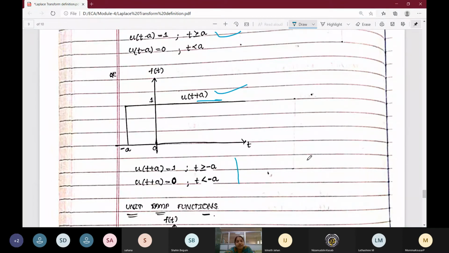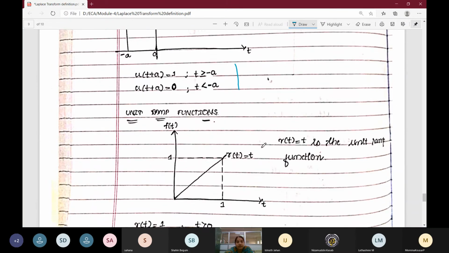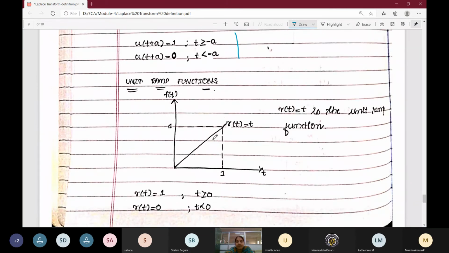So this is about the unit step function, which has a magnitude of 1, and unit step shifted functions. It can be shifted to the positive x-axis or negative x-axis. Rather than x, it is the time axis. Next, we'll see the unit ramp function.